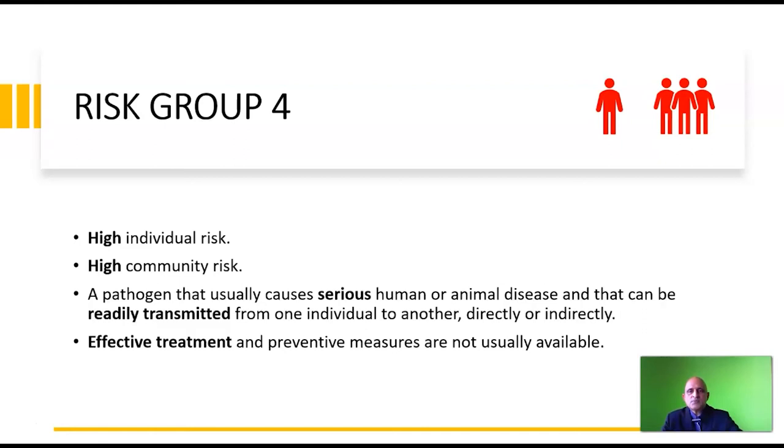This risk group includes respiratory viruses, which pose a high individual risk and a high community risk. If vaccines and other therapeutic measures are not available to contain a specific biological agent, it must be categorized as risk group 4.